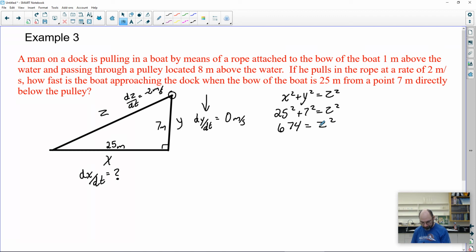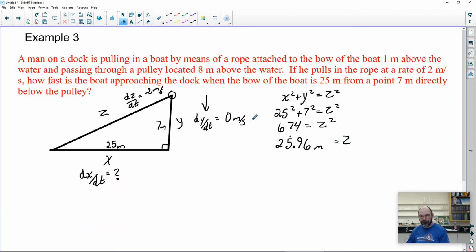Push the wrong button there. Let me do that again. Square root, I did cube root for some reason. 674. 25.96. Okay, so it's 25.96. We could probably just round it off to 26, but I'll just leave it there. We'll do the rounding at the end.